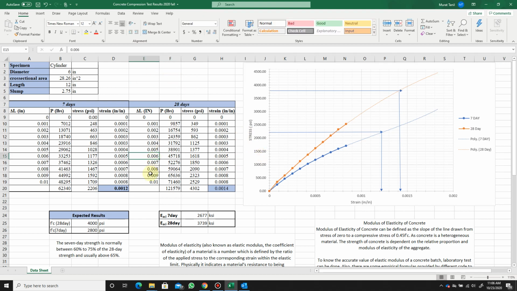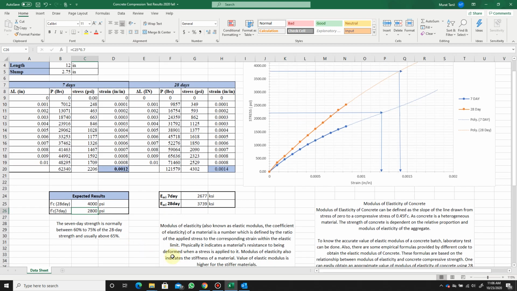Okay. These are the expected results based on the concrete specs, and it says 2800 psi, but it is 2500 psi. That was a typo, so I changed it to 2500 psi. But if you look here, it says the 7-day strength is normally between 60% to 75% of the 28-day strength, and usually it's above 65%.